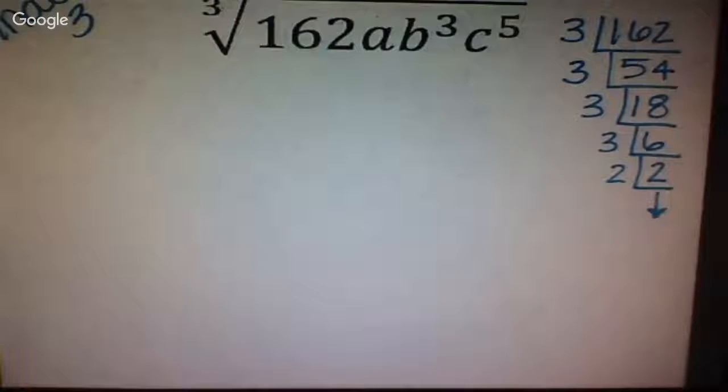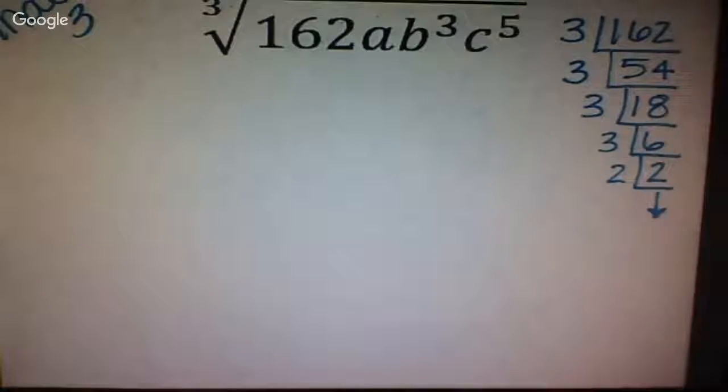So I have a to the first. Do I have 3 a's? No, so it stays. I have b to the third. How many 3's can I pull out? 1. So that goes out front. C: how many 3's can I pull away from 5? 1 of them. So that goes out front. How many am I left with if I pull away 3? 2. C to the second. So that's another way to shorthand it. It only works with the variables, though. The numbers you actually have to break down first.